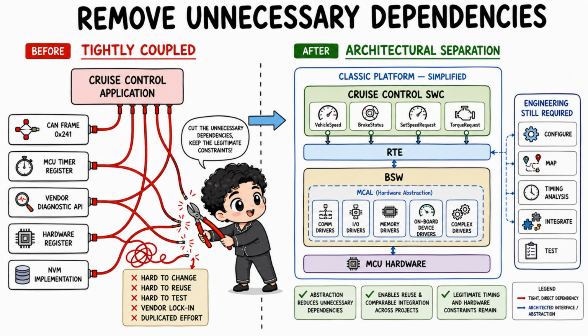That does not turn migration into copy and paste. The ECU still needs configuration. Runnables need execution contexts. Signals need mapping. Timing must be analyzed. Memory must be allocated. Diagnostics must be configured. Functional safety and cybersecurity requirements still apply. The integrated ECU still has to be tested. AUTOSAR does not make engineering disappear. It gives the industry a common architectural framework for doing that engineering.